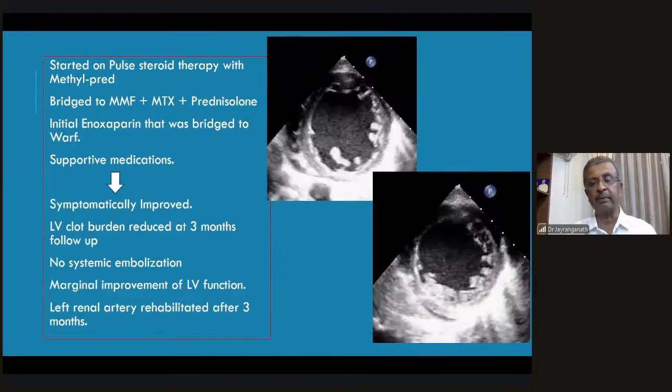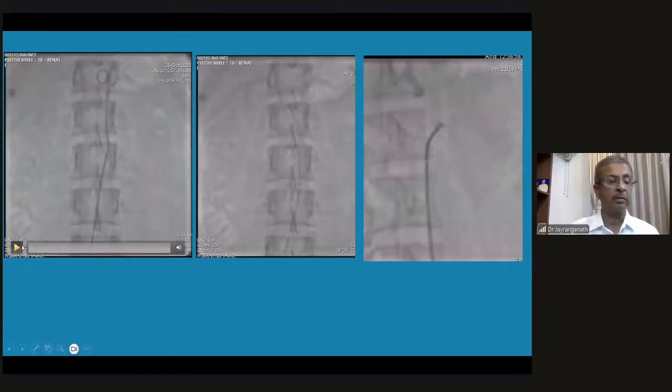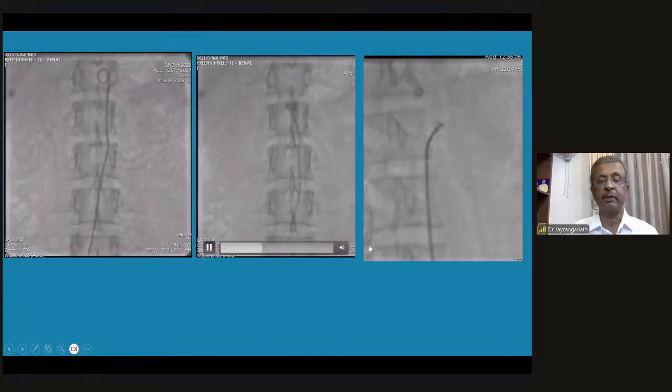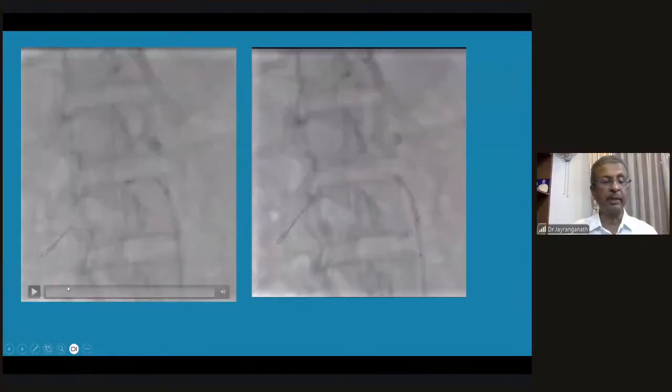So this is the second case, another case of Takayasu, non-compliant with medications, severe headache, vomiting, dyspnea, lost to follow-up for 2 years. We put her on medications, low drug compliance, BP stood at 140, hypertension, exerted hypertension. This is a very common thing, bilateral renal artery stenosis in these children.